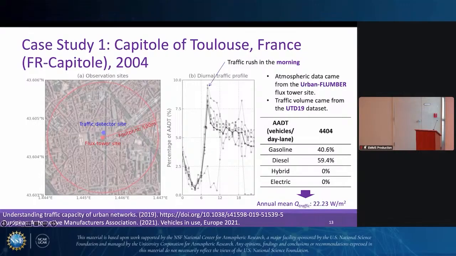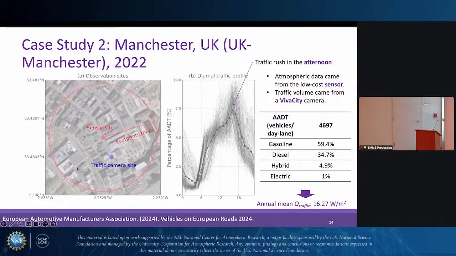Another site is at Manchester. It's sparsely built and it has afternoon traffic rush. The annual average daily traffic volume is similar to the France one. It's 4,700 vehicles per lane in a day. It has more gasoline vehicles, less diesel vehicles, and a small fraction of hybrid electric vehicles in 2022. So the calculated annual mean traffic heat flux is around 16 watt per meter square.